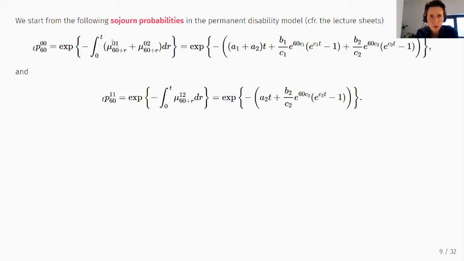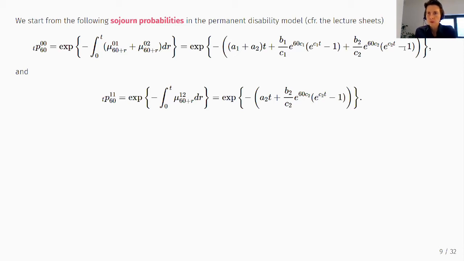Now, in fact, if you plug in here the expressions which are given for the transition intensities, then it turns out that you can do that integral yourself. So I just copy here the solution. So I can do that analytically. There is no need to rely on a numerical technique for that. Okay, so that's the first thing.